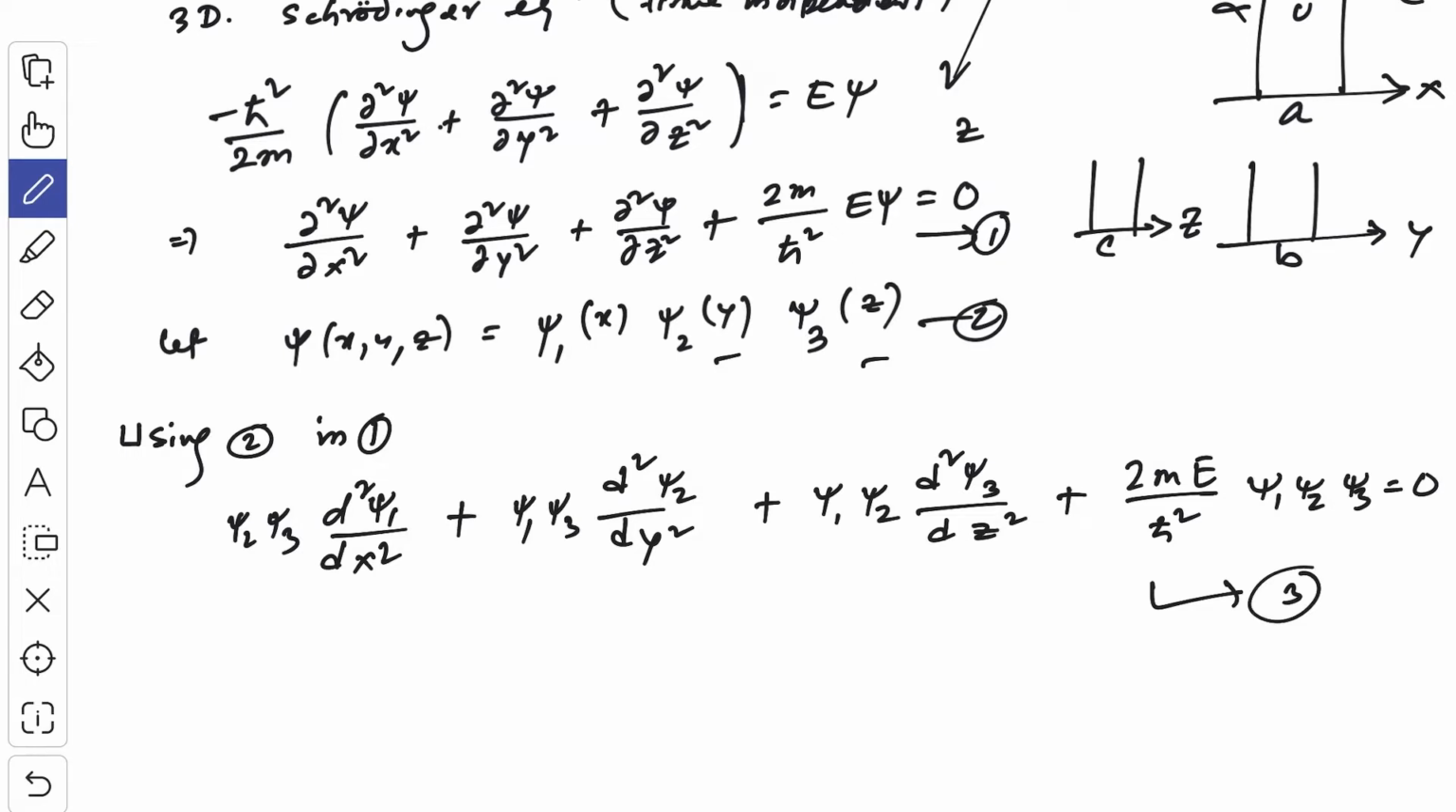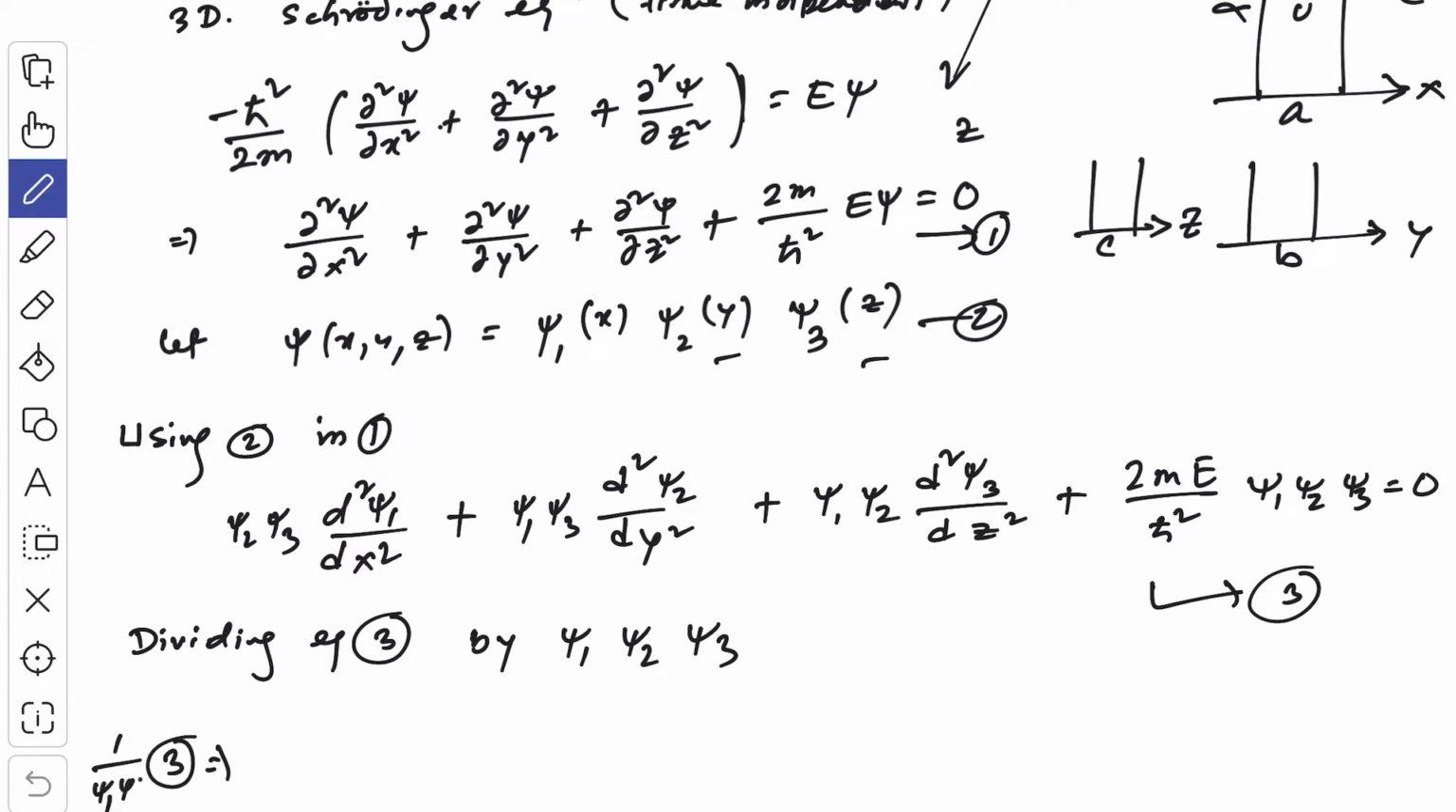Okay, so now you see, if you divide equation number 3 by psi 1 psi 2 and psi 3, then what are you going to have? Then equation 3 implies, so psi 1 psi 2 and psi 3.